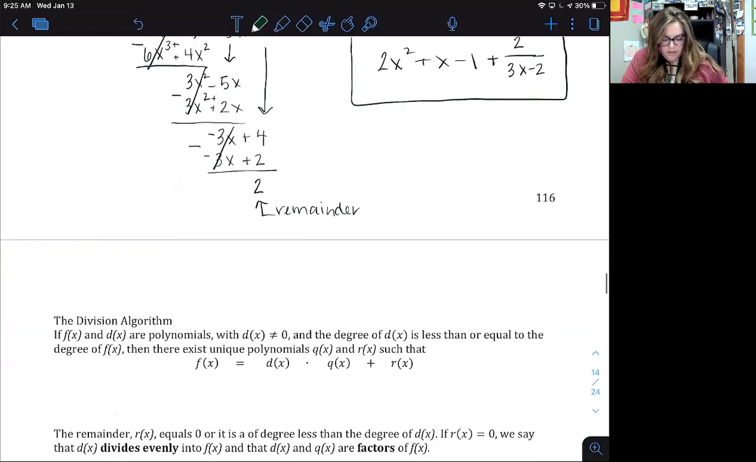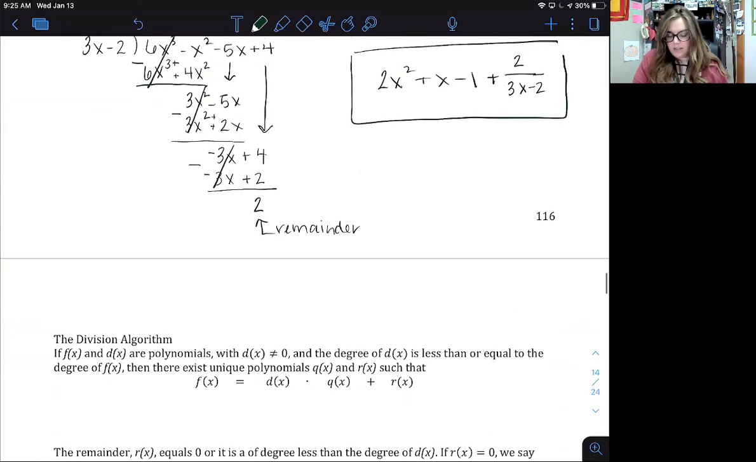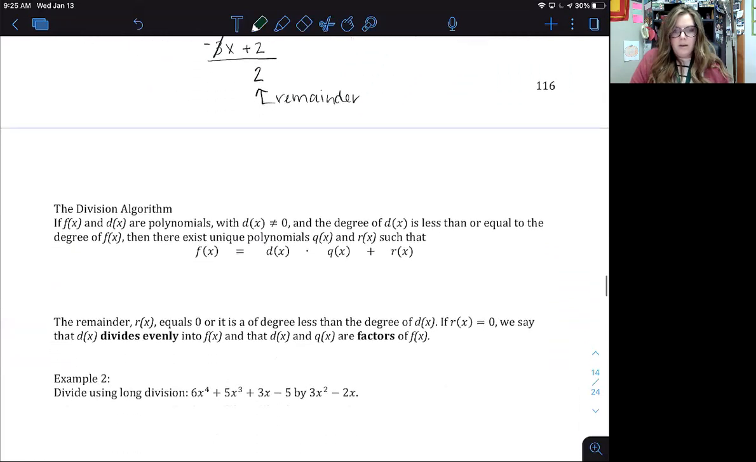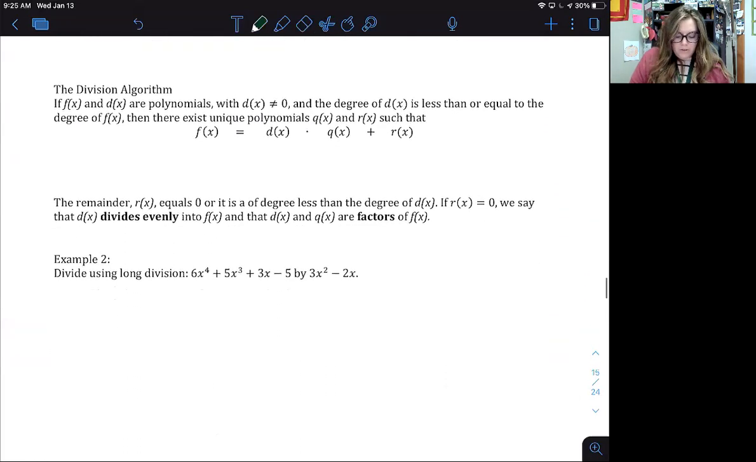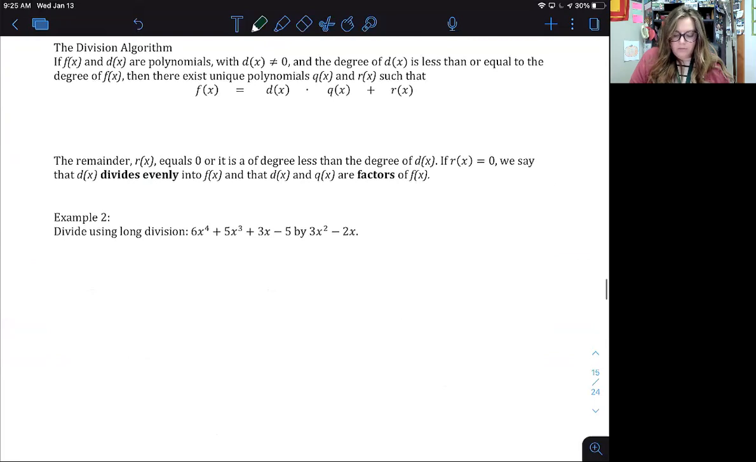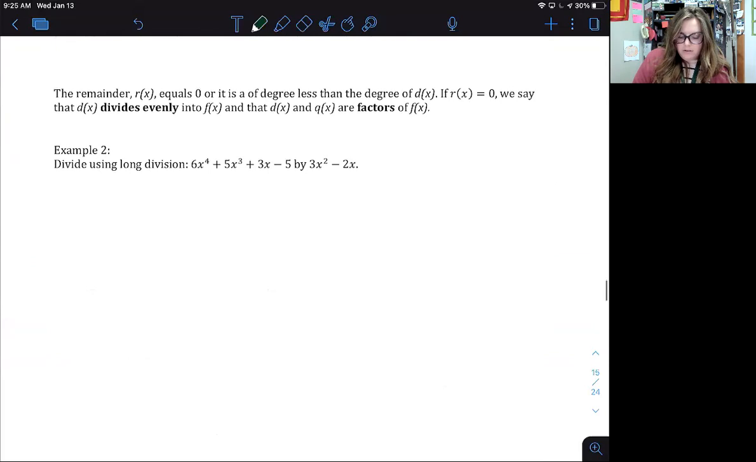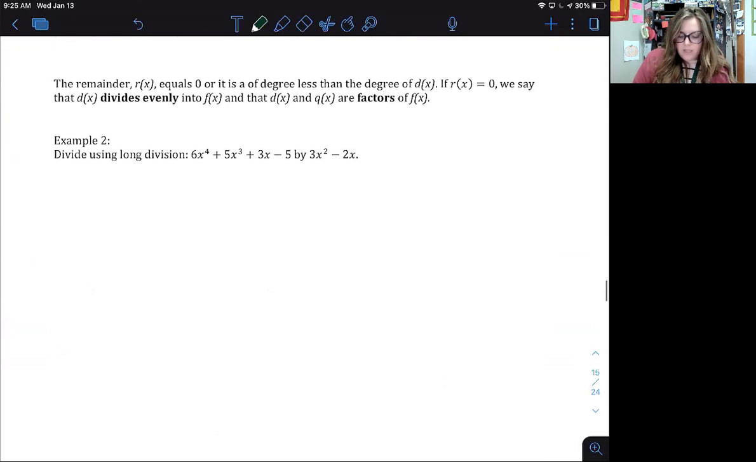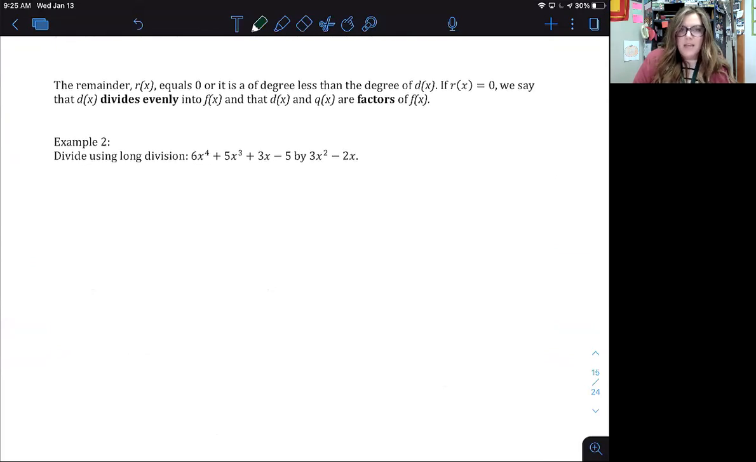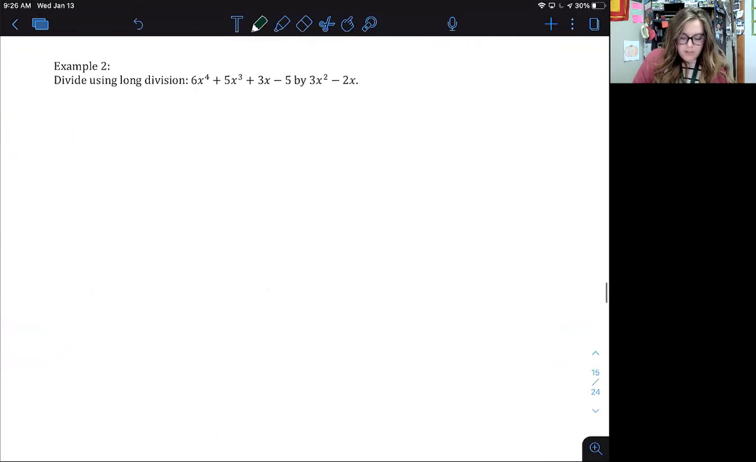All right, so now, writing it like that is kind of like our division algorithm, okay? The remainder r of x equals 0 if it is a degree less than the degree of d of x, our divisor. If our remainder equals 0, we say that it divides evenly, okay? And we can also then say that those quotients are the factors. All right, so we're going to look at this one.